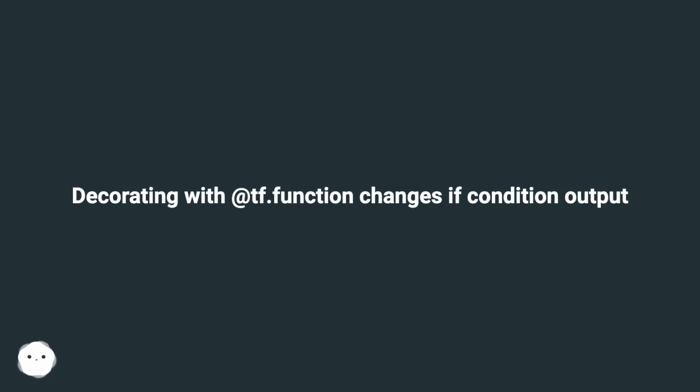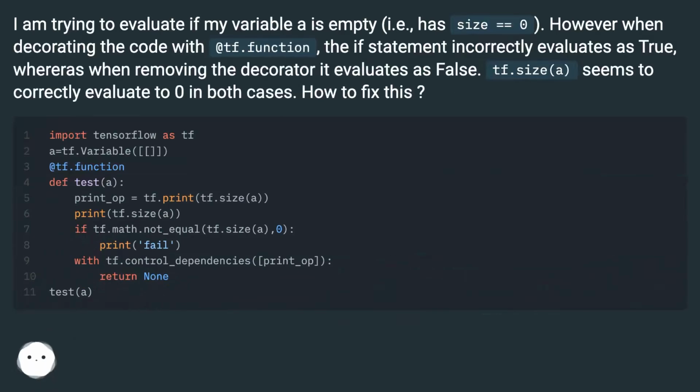Decorating with @tf.function changes if condition output. I am trying to evaluate if my variable is empty, i.e. a has size equals 0. However, when decorating the code with @tf.function, the if statement incorrectly evaluates as true, whereas when removing the decorator it evaluates as false. tf.size seems to correctly evaluate to 0 in both cases. How to fix this?